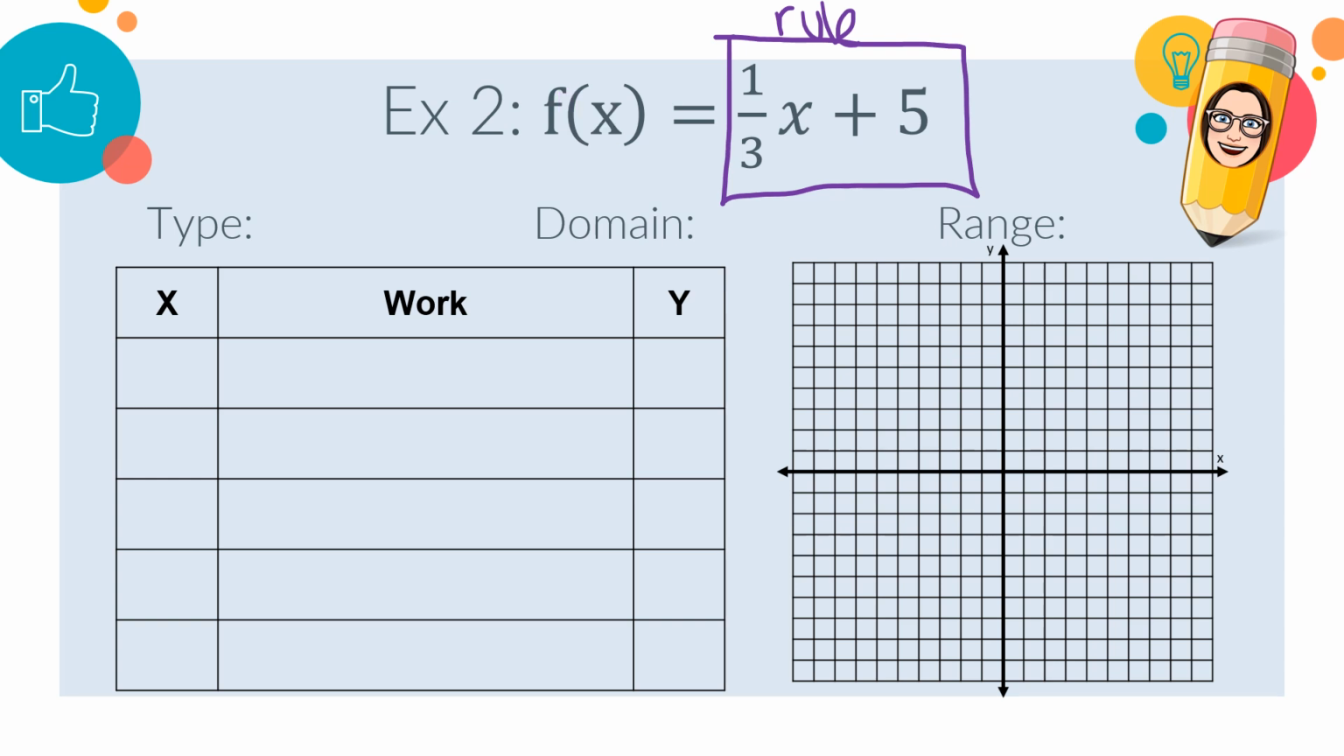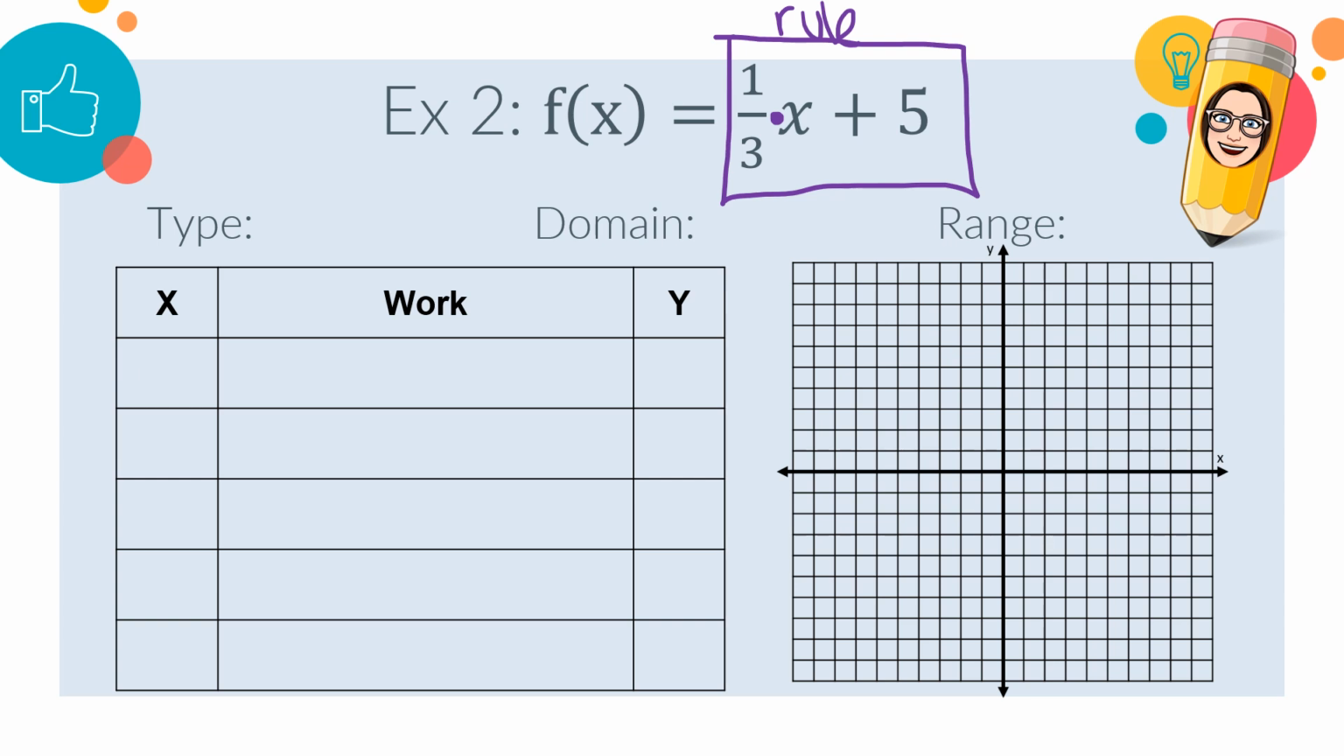For my x values, use or choose 5 x values. I normally would do negative 2 through 2, but look at what I'm going to do. This rule says 1/3 times x. When I times by a third, that's the same as dividing by 3. So do you want to divide 2 by 3? Because I don't want to deal with fractions, right?